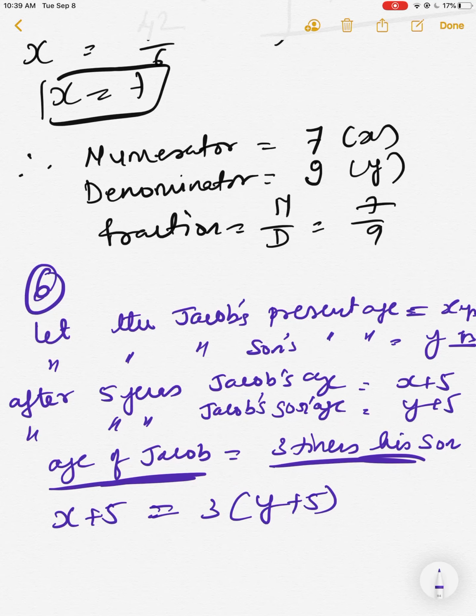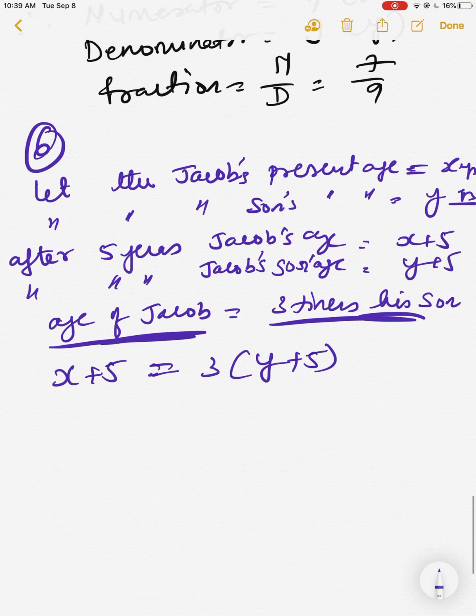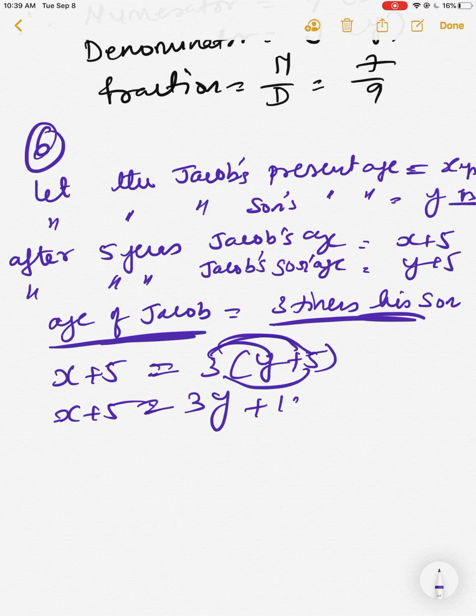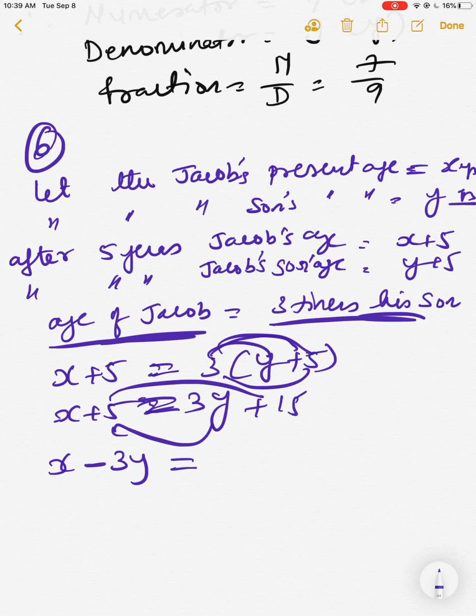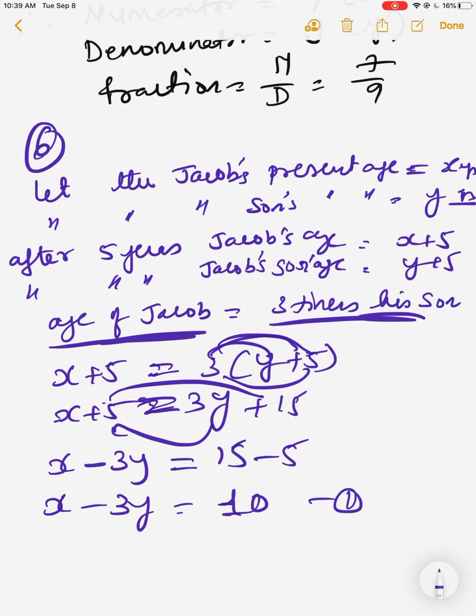Age of Jacob after 5 years is x plus 5, 3 times his son is 3 into y plus 5. Now x plus 5 is equal to, we have to multiply, bracket means multiplication, 3 into y is 3y and 3 into 5 is 15. Bring 3y to this side and 5 to the other side. Plus 3y on this side becomes minus, is equal to 15, and 5 going there becomes minus 5. So x minus 3y is equal to 10. This is equation 1.